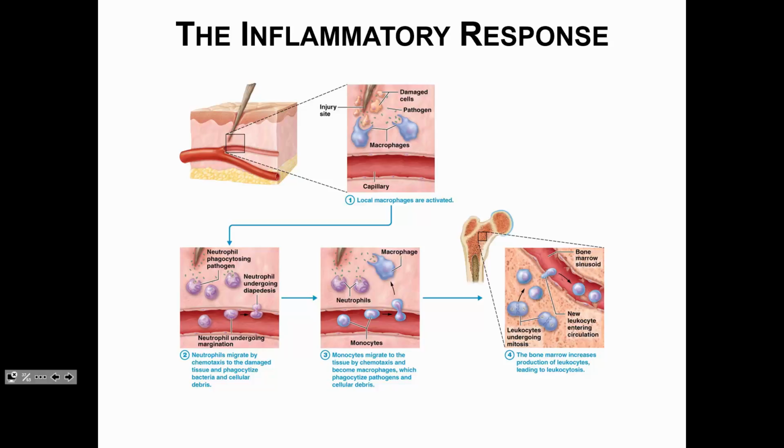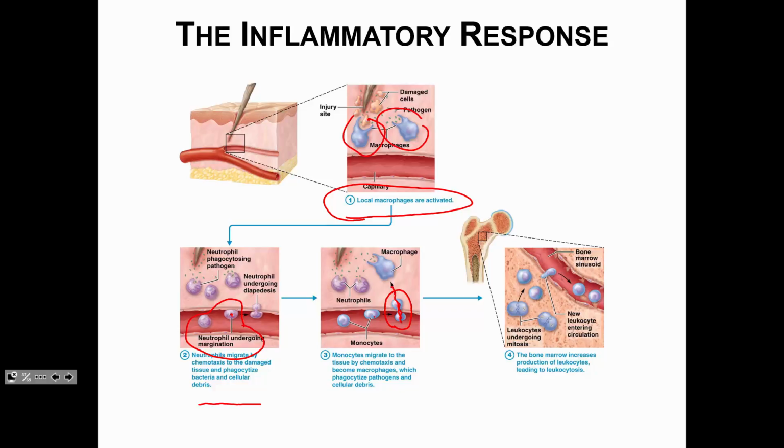So right here in part 2, the local macrophages are activated, so they're going to immediately start doing phagocytosis. The pathogen, the damaged cells, they're going to start eating those. Neutrophils migrate by chemotaxis to the damaged area. This, y'all, is a picture of margination. See how they're sticking to the wall? All right, and then right here you can see diapedesis. Right, this is that neutrophil squeezing through to get out into the tissue.